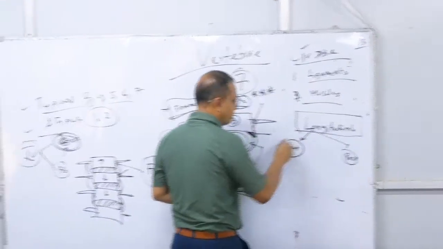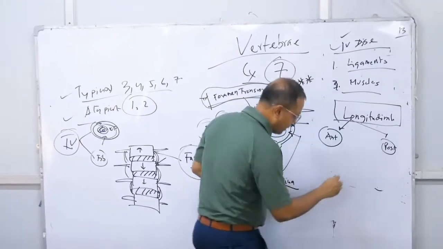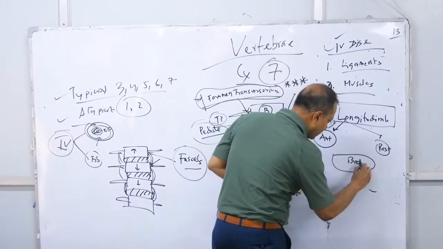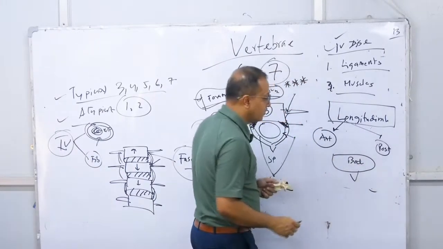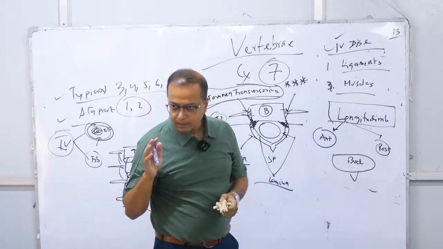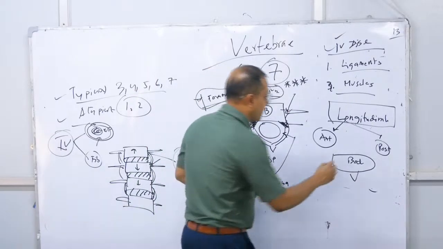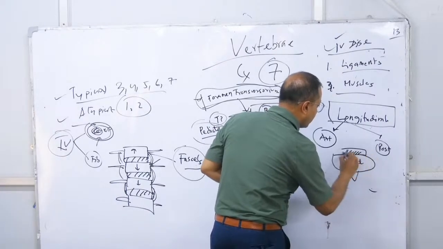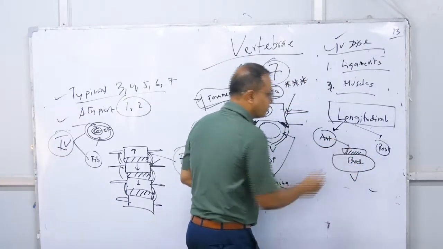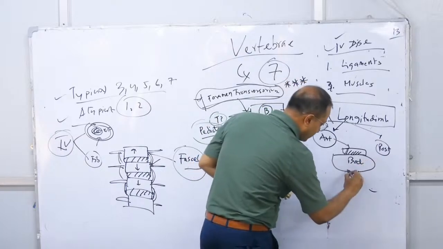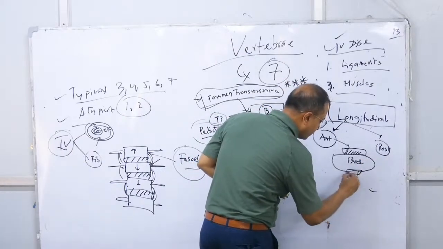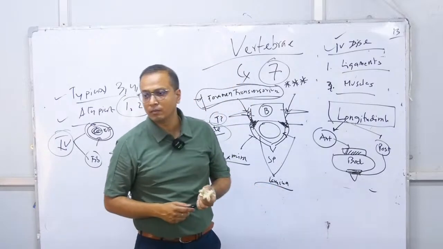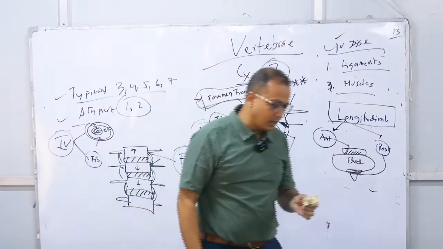Now, how do you classify anterior and posterior longitudinal ligament? You see that this is the vertebral body and this is the spine. If a ligament is present on the anterior aspect of the body, we call it the anterior longitudinal ligament. And if the ligament is present on the posterior side of the body, we call it the posterior longitudinal ligament.